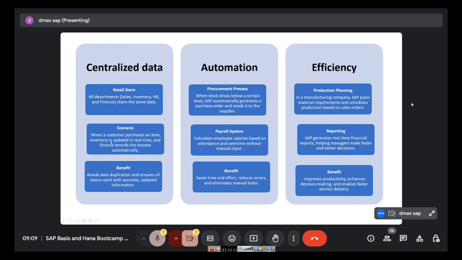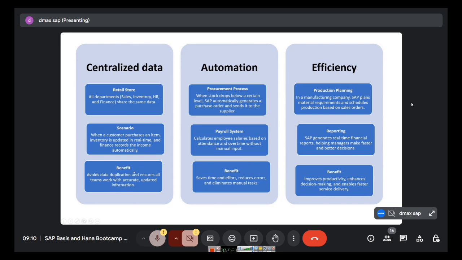Scenarios for this, I told the same thing now. When a customer purchases an item, simply when I purchase some milk packets, inventory is updated immediately in real time. So out of 100 milk packets, 10 will be reduced, and the inventory guy will immediately know that 10 items sold. Finance records the income, which means when I purchase 10 milk packets, I'll pay some amount. Automatically this will be informed to the finance guy. So like that, the centralization will be there for the organizations.